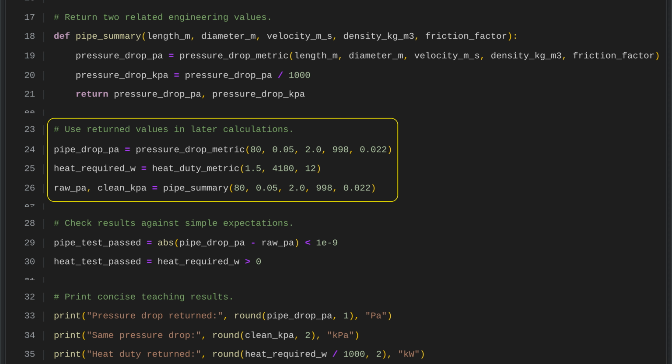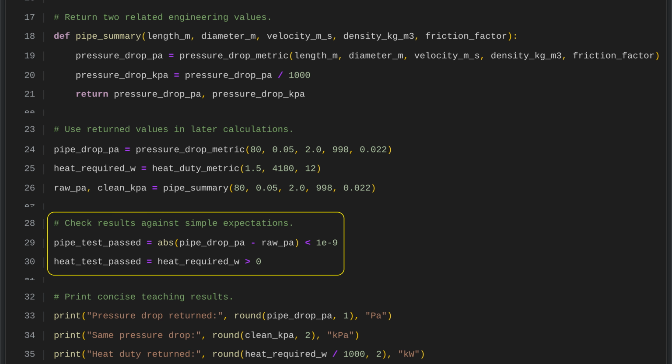for easier reading. The validation checks confirm that the pressure drop calculation is accurate by comparing it with the expected value within a small tolerance. They also confirm that the heat duty is positive, showing the heat calculation is physically consistent. Together, these tests help verify that the functions are working correctly.